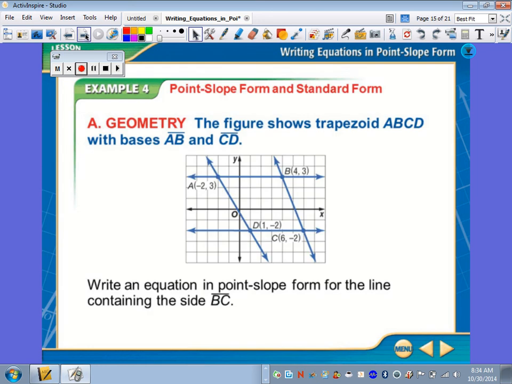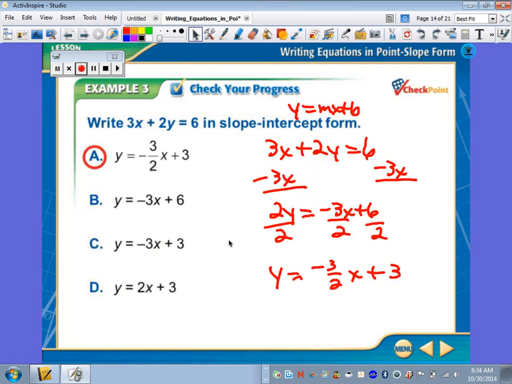Now, we're going to skip all this. I think that might be where I want to stop because I don't want to do the geometry part. I really don't. So your video actually ends right here.